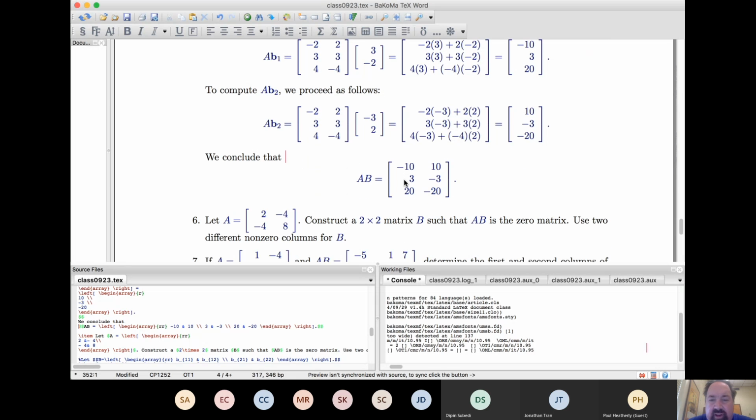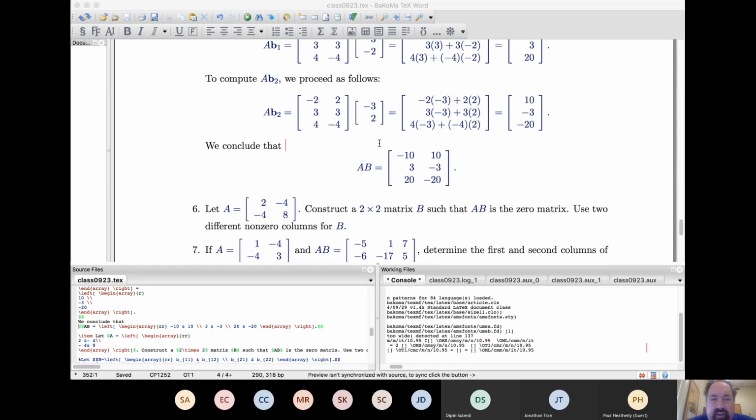All right, so then we have the columns of results here just by putting those two together. Now, are there any questions at this point?